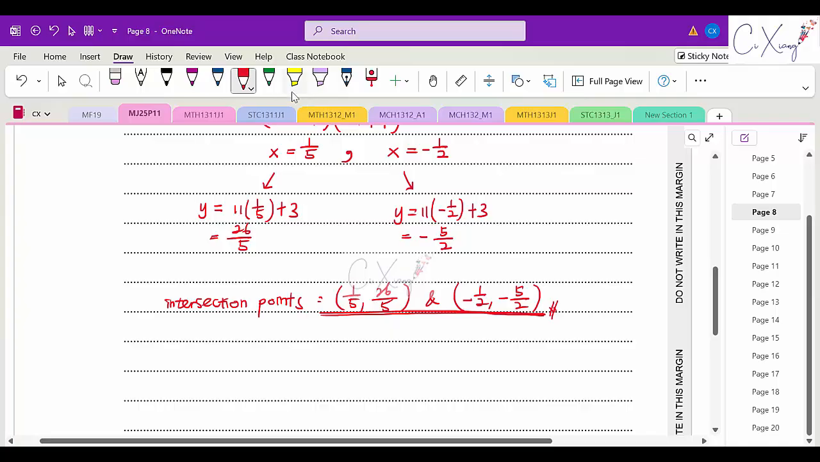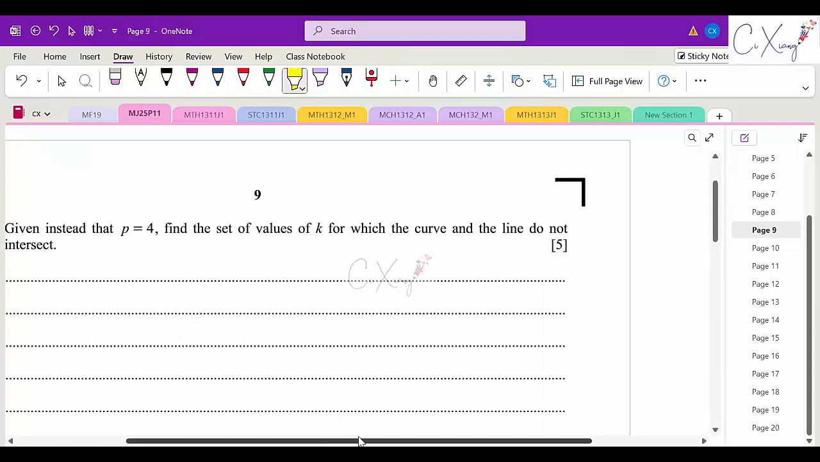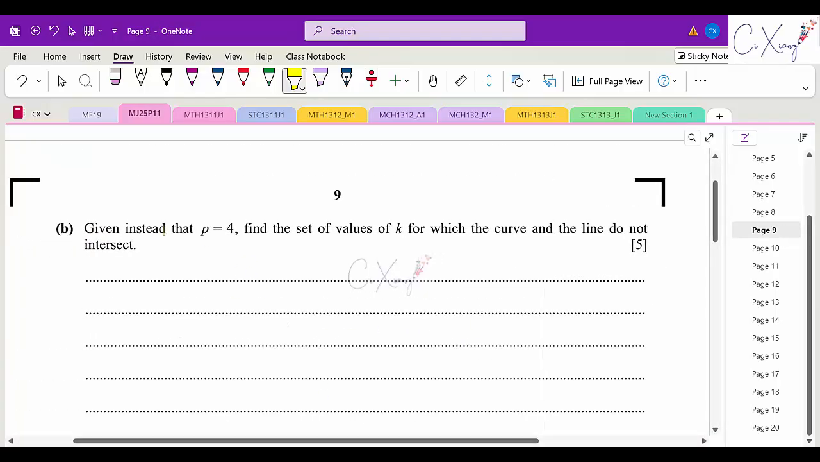Right, yeah, so this is how we solve part A for question number 6. Let's proceed to part B. For part B, now they give us the value for P equals to 4. Find the set of values for K for which the curve and the line do not intersect.